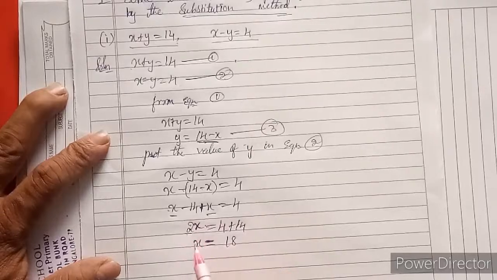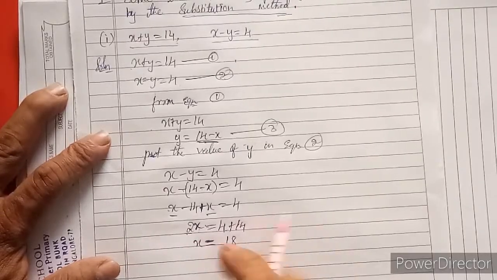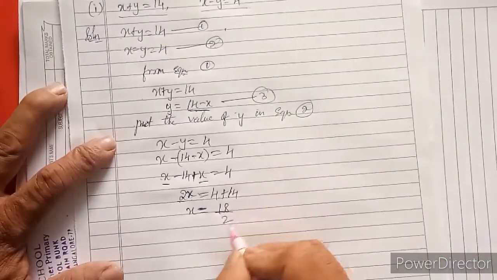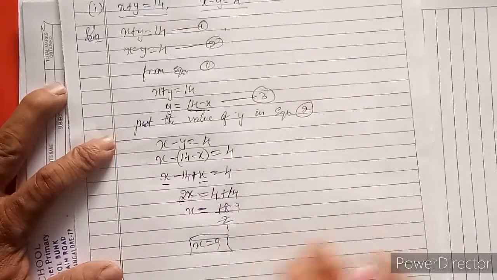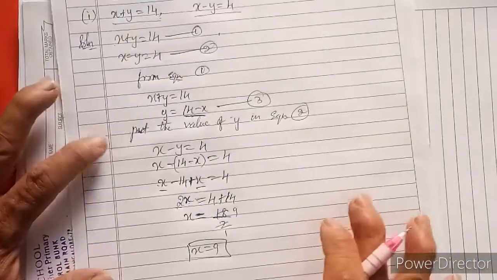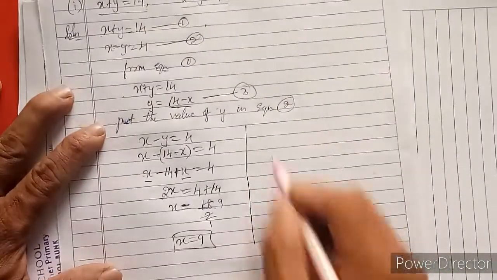The value multiplied with x, there is no sign between 2 and x, so I should transpose it to the denominator. 2 ones are 2, 2 nines are 18. x is equal to 9. We got the value of x, and we need to find the value of y. I will write here only.